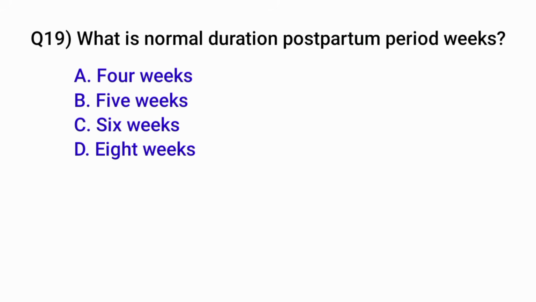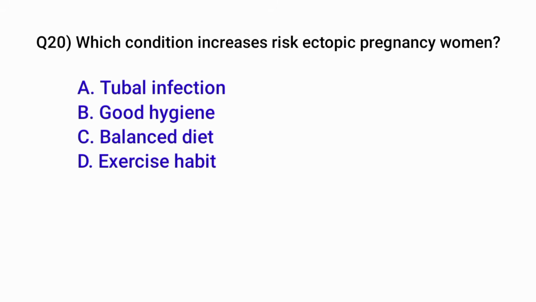Question number 19. What is the normal duration of the postpartum period in weeks? Correct option is C, 6 weeks. Question number 20. Which condition increases risk of ectopic pregnancy in women? Correct option is A, tubal infection.